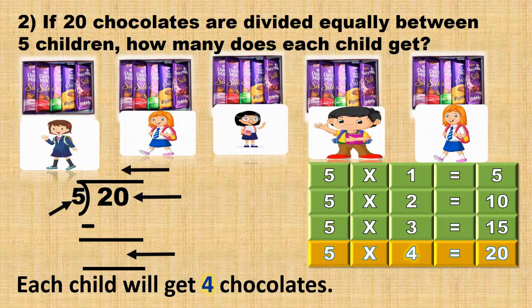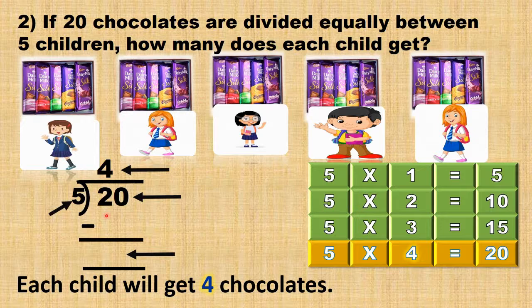Now see the second example. If 20 chocolates are divided equally between 5 children, how many does each child get? Students, listen carefully here. In the same way as we solved the first example, we will solve the second example. So students, I have 20 chocolates and I have to distribute them to 5 children. So we have to divide 20 by 5.